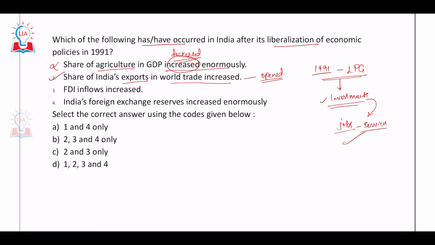FDI inflows as a result of liberalization increased. India's foreign exchange reserves increased enormously because we allowed the FDI inflows. At the same time, getting the licenses for exporting and the terms under the trade policy for exporting were made much more liberal. So 2, 3, 4 are right. The answer would be B.